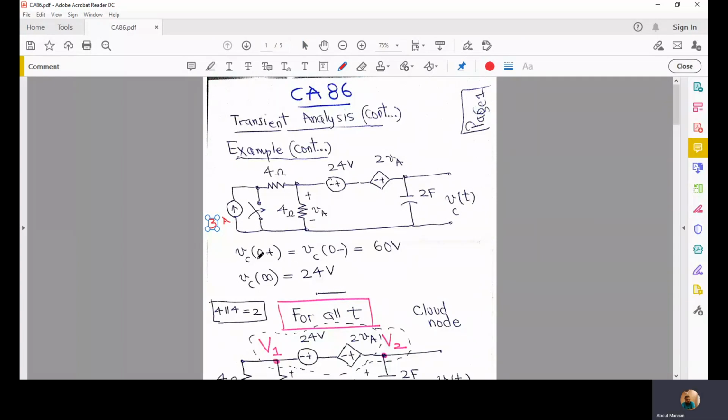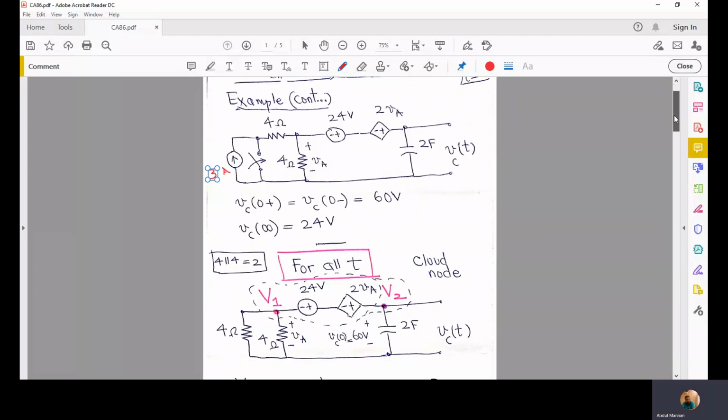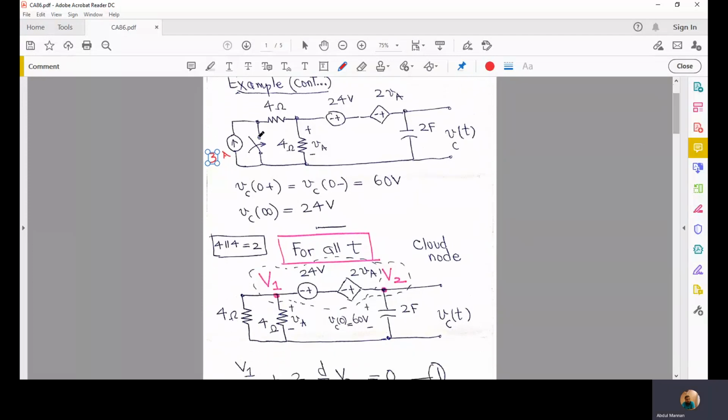In the last lecture, CA85, we computed VC at 0 minus, and it remained the same at 0 plus, because the voltage drop across a capacitor cannot change all of a sudden. It was 60 volts. And at infinity, VC was computed to be 24 volts. In this lecture, we'll find a general expression for VC of t for all times t. For that, we have to see what the circuit is after we have closed the switch. The switch was closed at time t equal to 0.